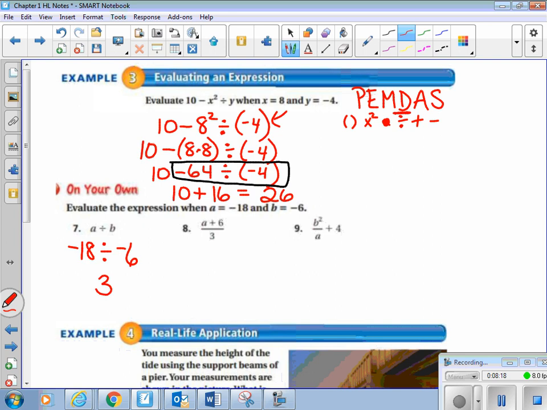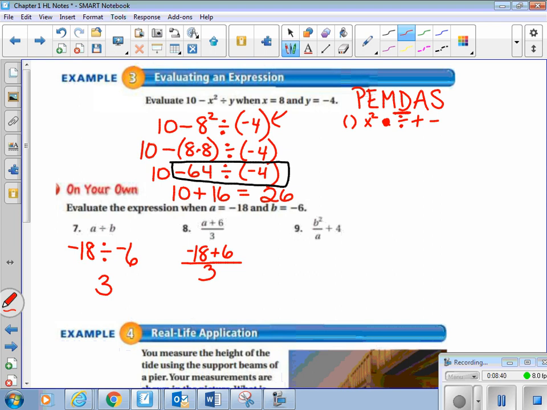Number 8, I'm going to replace A with negative 18. So negative 18 plus 6 divided by 3. Now when a problem is written like this, you need to simplify your numerator and simplify your denominator, and then in the end you can do the division that is there by that fraction bar. So I need to simplify the top, negative 18 plus 6.